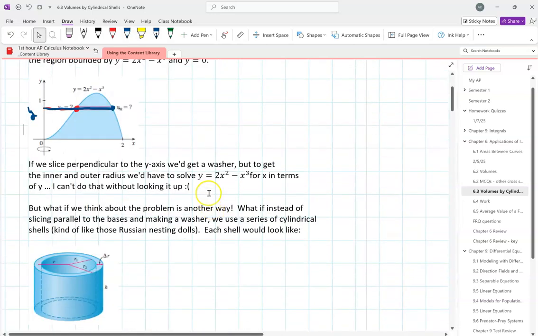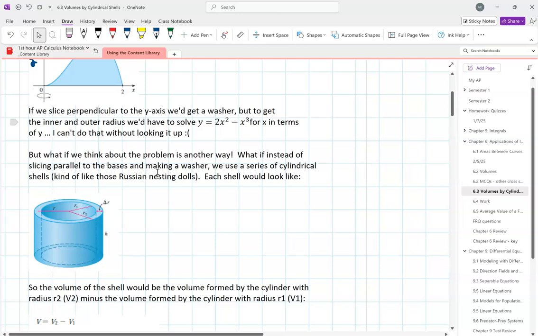You know, that's going to be rough. Now, the alternative is to think about this as unpeeling this thing. Or sometimes, if you think about those Russian nesting dolls, it's kind of the same idea where you just take a layer off, take a layer off, take a layer off. So the idea is we're going to be building these hollow cylinders out of our solid.